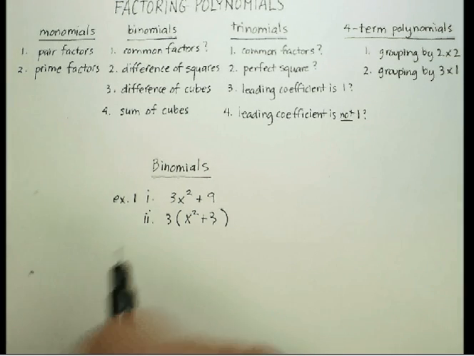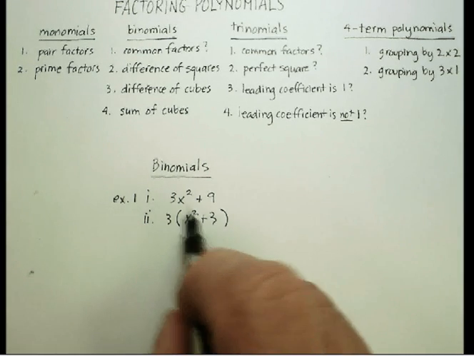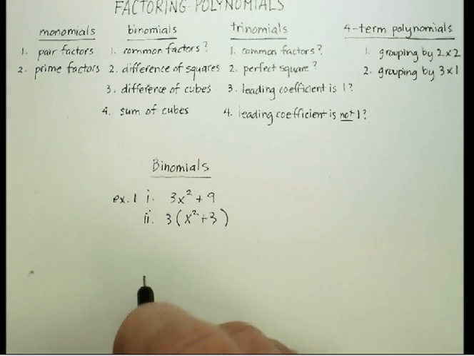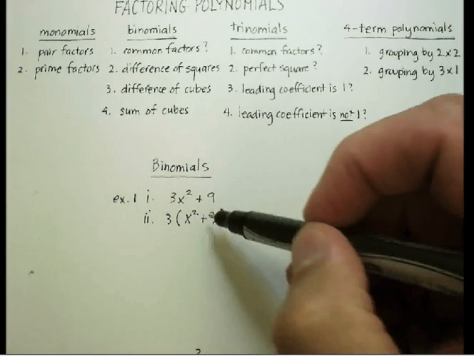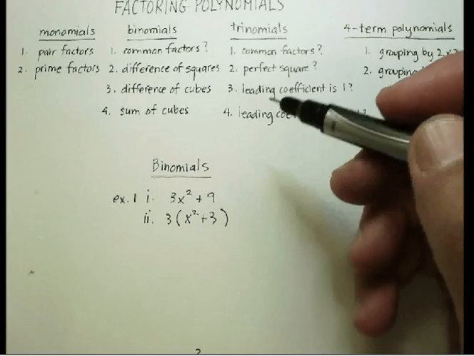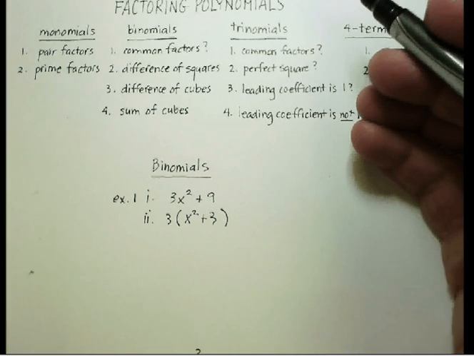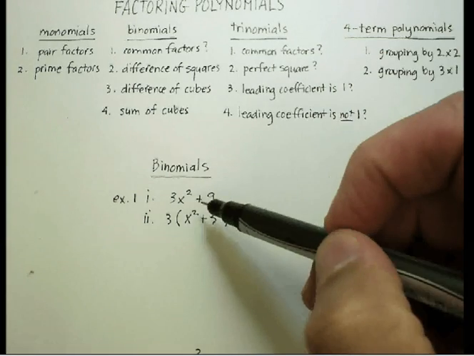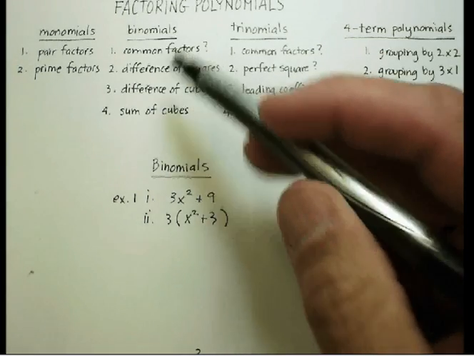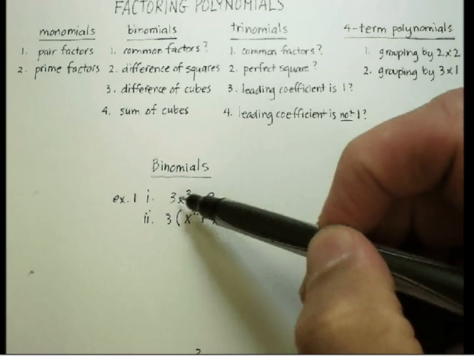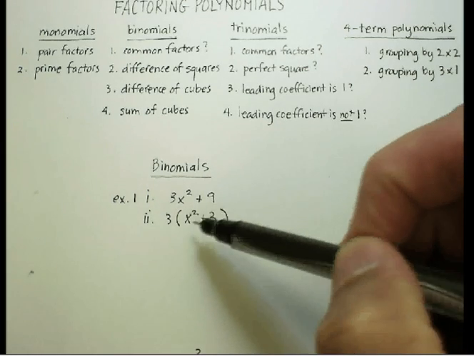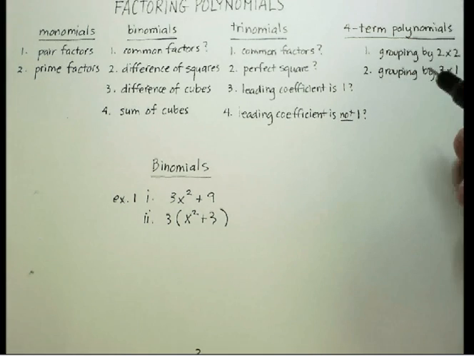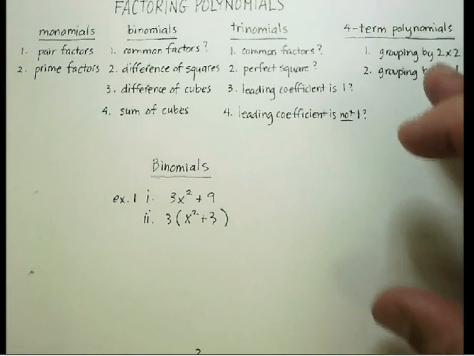Now how do I check that again? 3 times x squared gives me 3x squared. 3 times 3 gives me 9. Now that's a fairly easy one, isn't it? And then you just take a look at that binomial and ask yourself again, is there anything more I can do to factor that? In this case, there really isn't. So that's what common factors does. You find the common factor to both of your terms, pull it out, and then write whatever is left over. Okay? Now, I can make this a little bit more complicated looking.